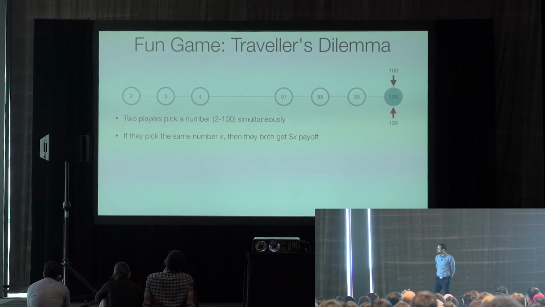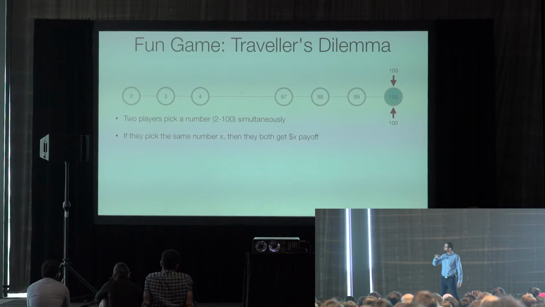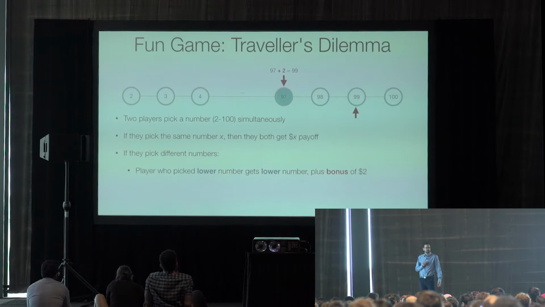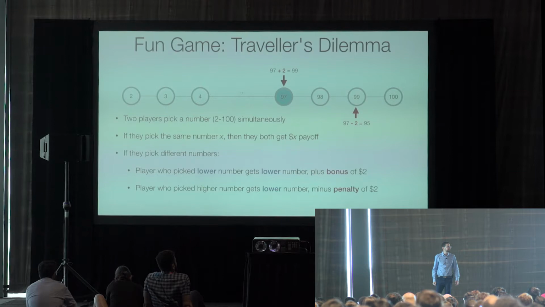I'm going to very quickly say this again just in numbers. You pick a number simultaneously. If it's the same, you both get that number as your payoff. If you pick different numbers, then we take the smaller number and give that to everyone, except that the person who said the smaller number gets a bonus, and the person who said the bigger number gets the smaller number minus a penalty. Clear to everyone? All right.